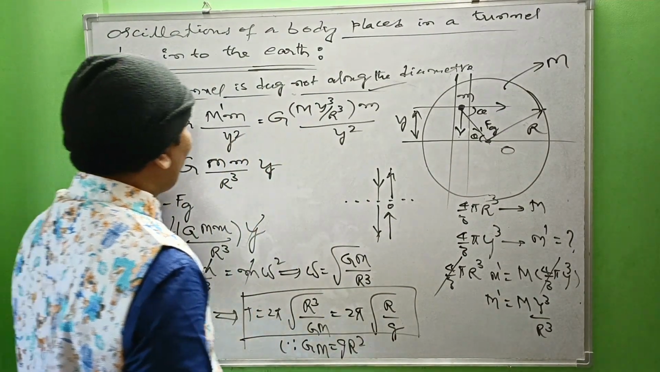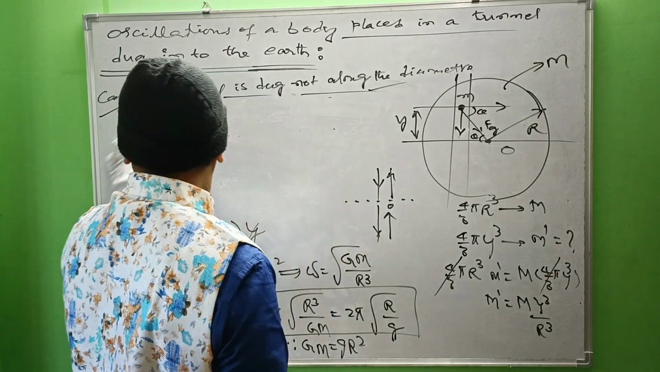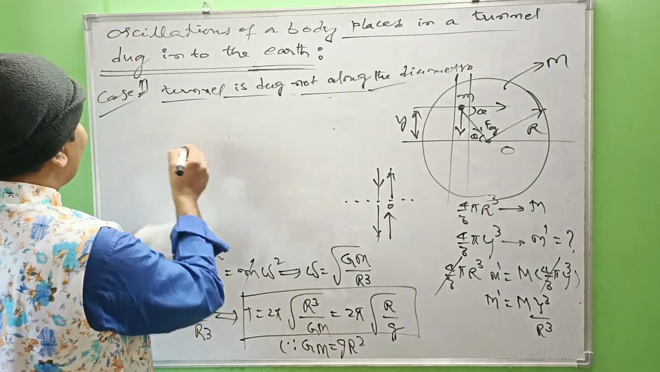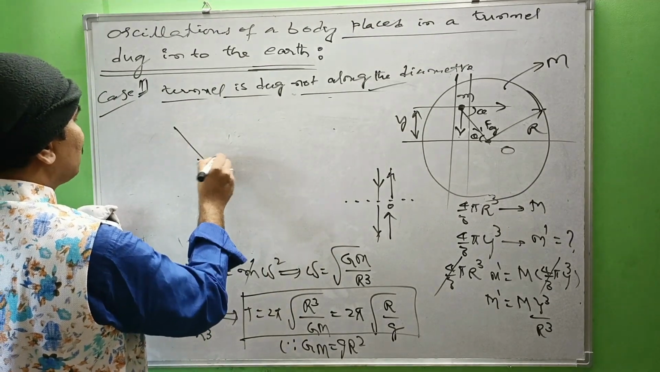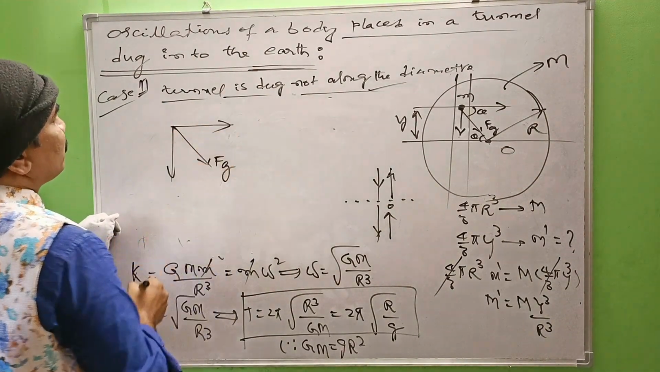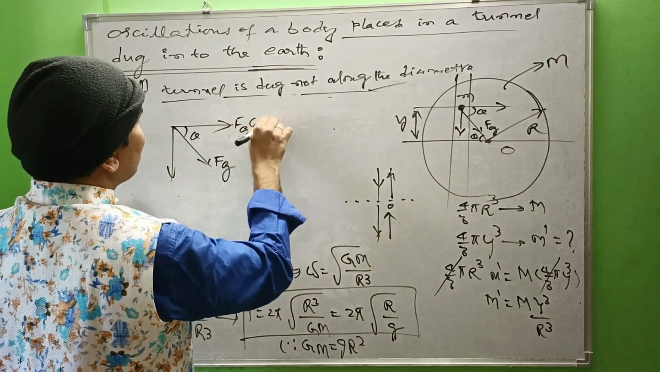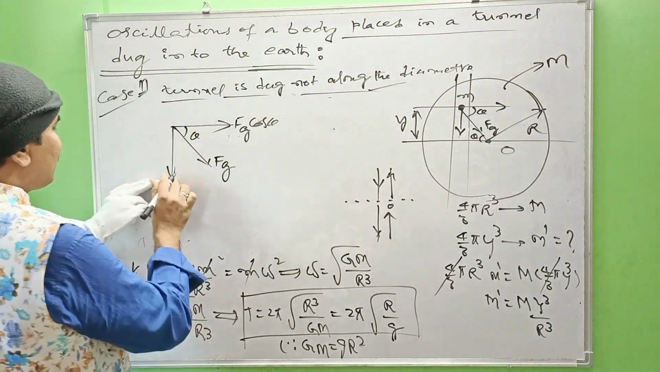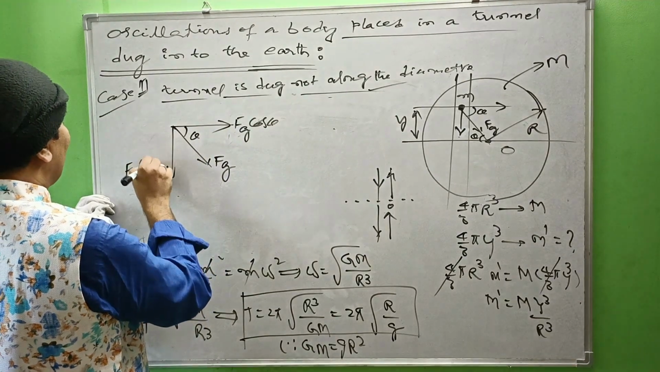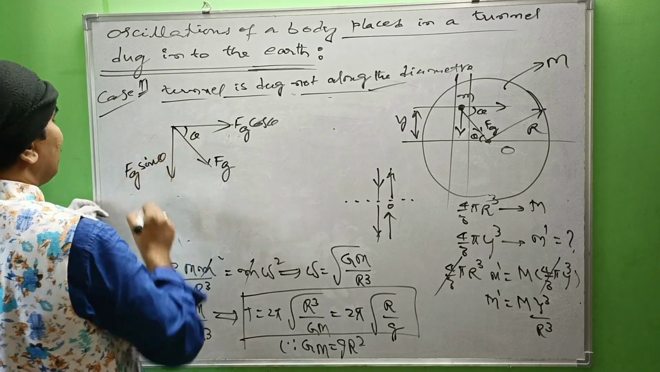Same thing I am writing somewhere here. See, Fg is acting like this, the gravitational force. Now it is resolved into two components, with this angle theta. Now Fg cos theta, the adjacent side, so that's why this is Fg cos theta. Now what is this side? The opposite side. This is parallel to this one, that is Fg sin theta, right? Fg sin theta.